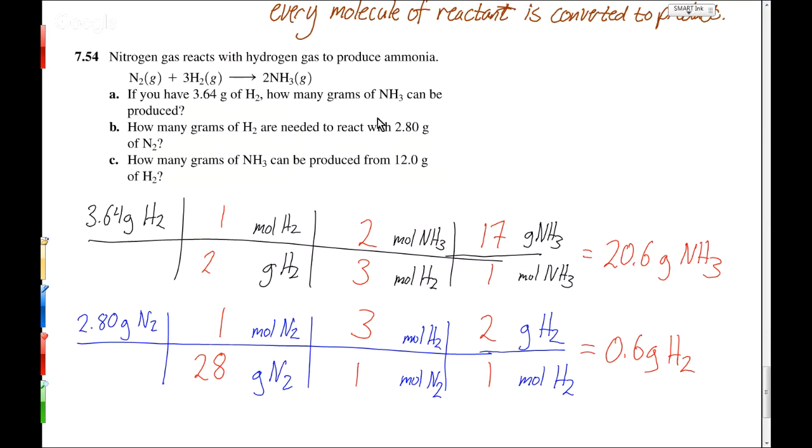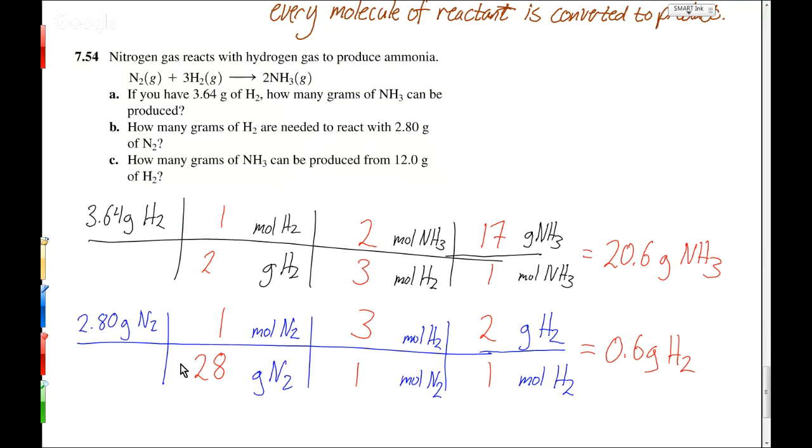So if we're given one quantity, we can always find any of the other quantities in the equation using this process. So we start with that 2.8 grams of nitrogen, then we need to go to the moles. Then we need to use the ratio from the equation, which tells us there's 3 hydrogen for every 1 nitrogen. And finally, we convert the moles of hydrogen into grams of hydrogen. With the mole, this is the molar mass. And that's what we get.